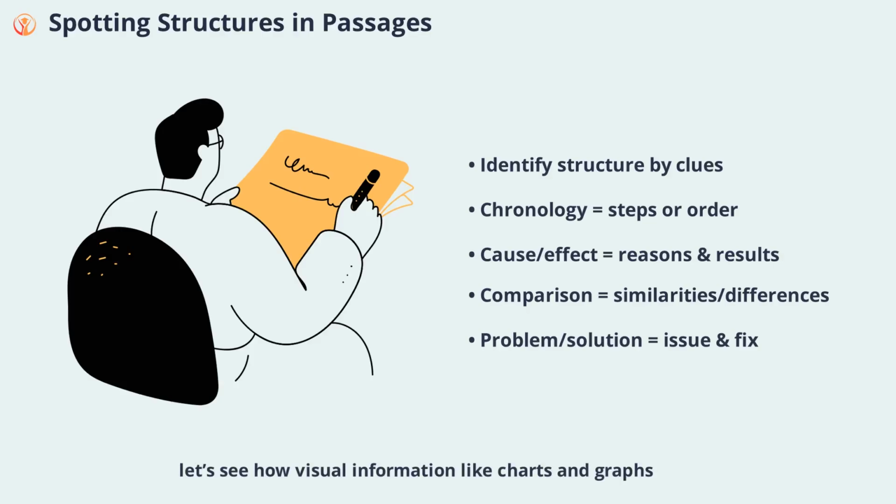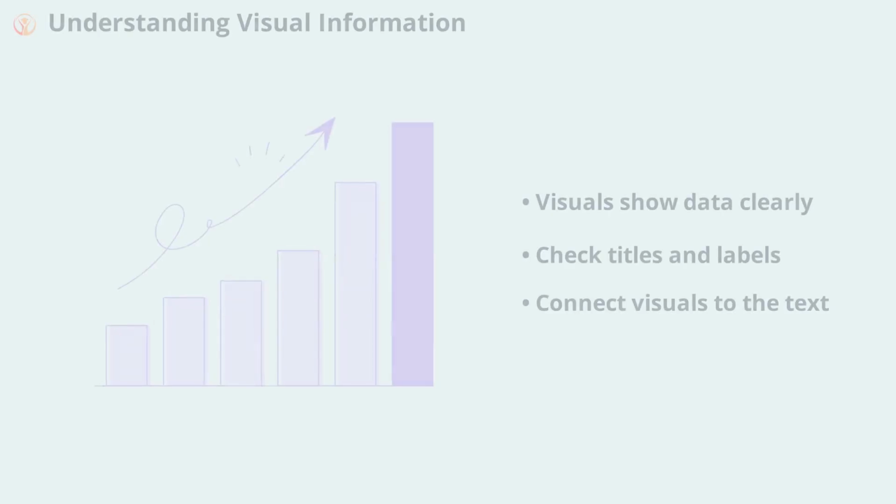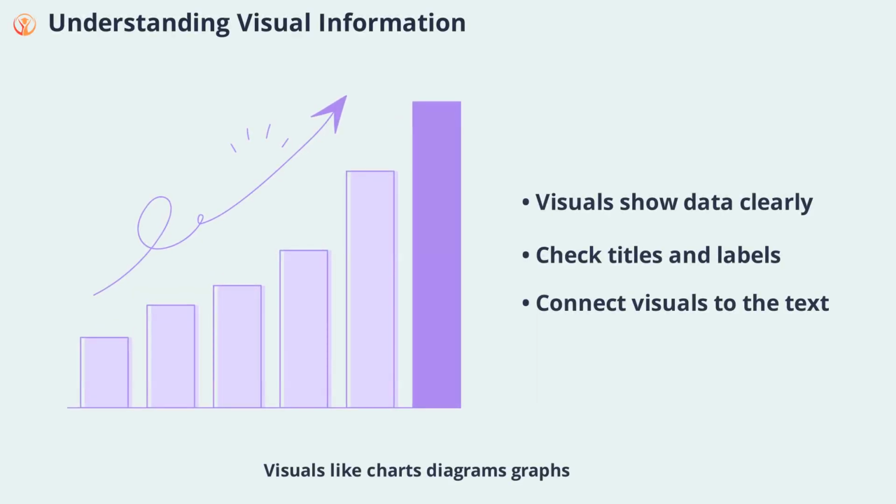Now, let's see how visual information, like charts and graphs, can help us even more. Visuals like charts, diagrams, graphs, and timelines are powerful tools in informational texts. They help you see patterns, compare data, and understand complex ideas quickly. For example, a bar graph can show how much rain falls each month, while a timeline can help you track important events in history. When you look at a visual, always check the title, labels, and any notes. Ask yourself, what does this picture show? How does it connect to what I just read? Next, we'll learn how to interpret these visuals step by step.